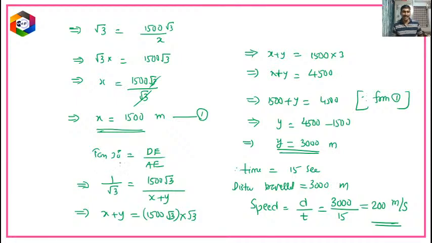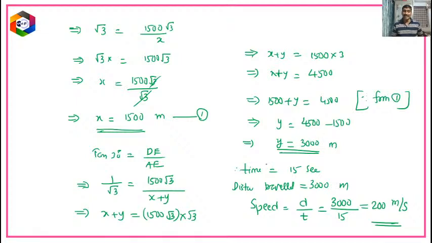Now in the second triangle, tan 30 is DE by AC. DE is the height, the altitude of the jet plane, that is 1500 root 3, by the total distance, that is x plus y. This is very, very important. Now cross multiply. x plus y is equal to 1500 root 3 into root 3. So x plus y is equal to 1500 into 3, which is 4500. Already we have calculated from the first equation the value of x as 1500. So 1500 plus y is equal to 4500. So the value of y is 3000 meters.